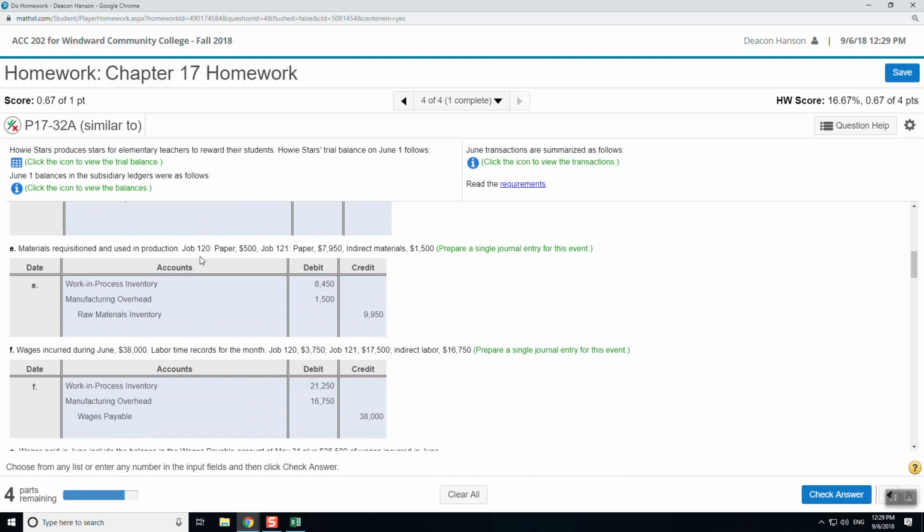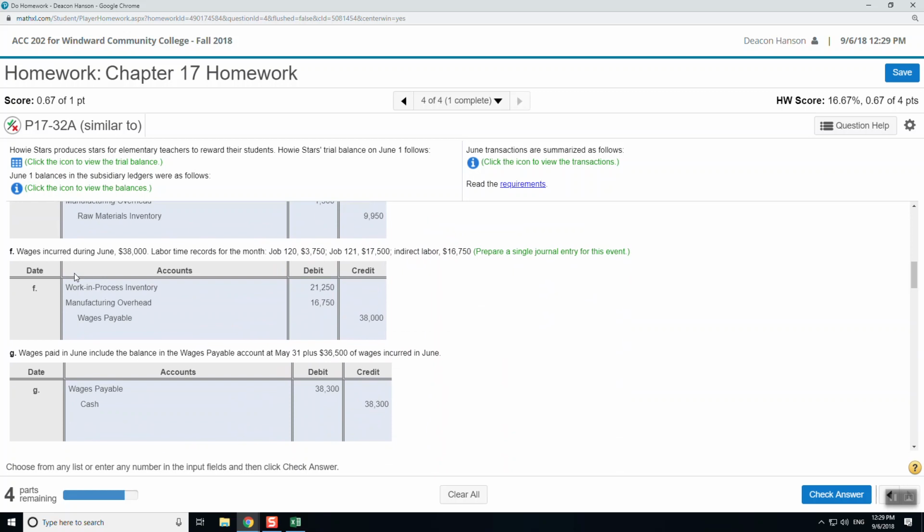Okay. So in this entry E, job 120 and 121 are the ones that are in work in process. They're the ones that receive direct material. Okay. Now they're going to receive direct labor. Okay. So transaction F, job 120 got 37.50, and 121 got 17.5.